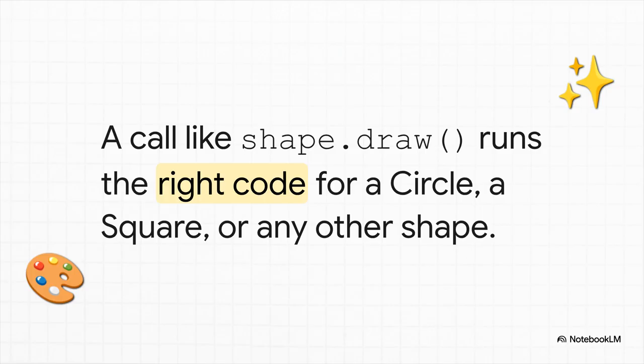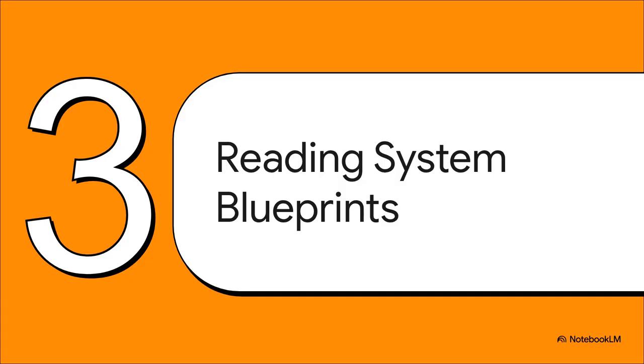You just send the same message, draw, and polymorphism takes care of the rest. It's awesome. Okay, so that's the core theory. Now let's get practical. Let's learn how to actually read the visual language of OOP, which is the class diagram.